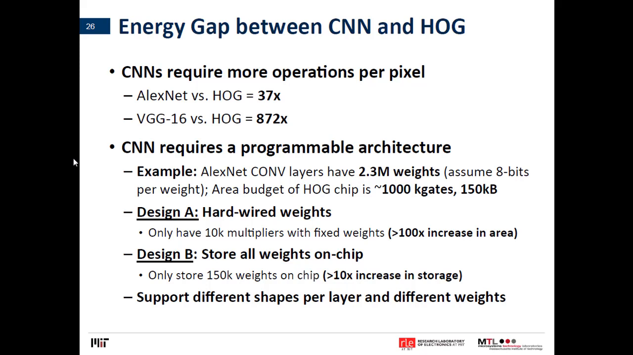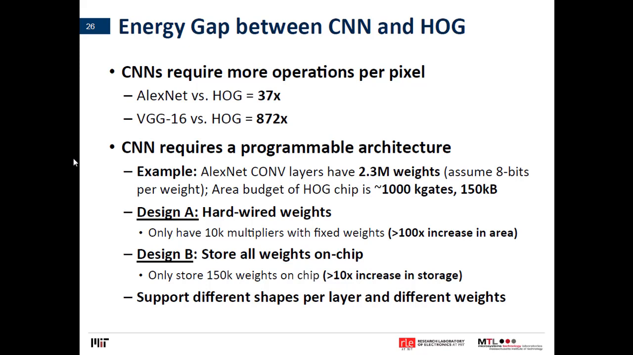150 K bytes, if you hardwired all the weights, you're like, okay, forget about this programmability, right? And you just hardwired everything. You could only fit within this area budget about 10,000 multipliers with fixed weights. So that means that you'd have to increase your area size by over 2 orders of magnitude to fit the same size.